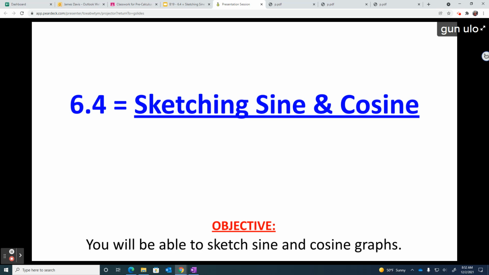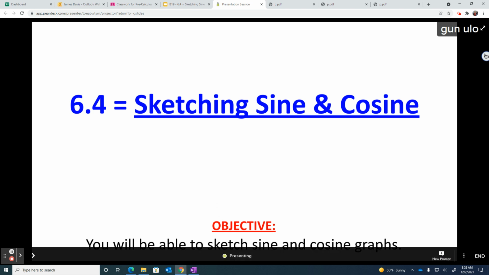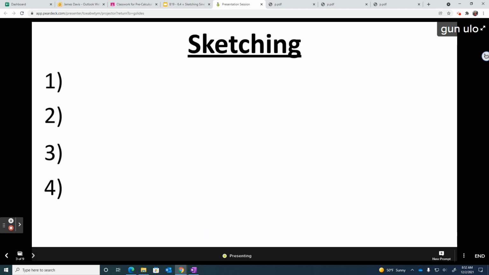Here, we're going to be graphing trig functions, and we're going to identify all these different things, and then we're going to graph it. There isn't necessarily a right way to do it, but there's an easier way to do it. So that's what I'm going to outline for you, the easiest way to graph these.